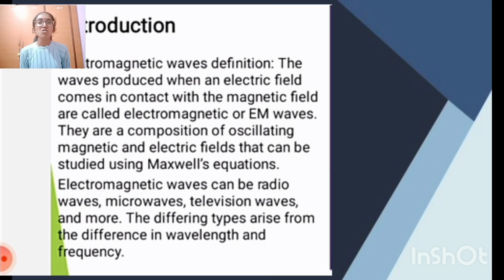And they are a composition of oscillating magnetic and electric fields that can be studied using Maxwell's equations. Electromagnetic waves can be radio waves, microwaves, television waves and more. The different types arise from differences in wavelength and frequency.